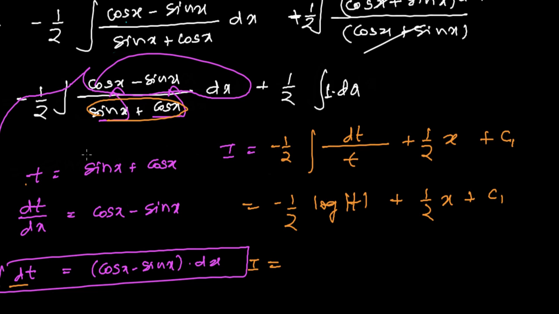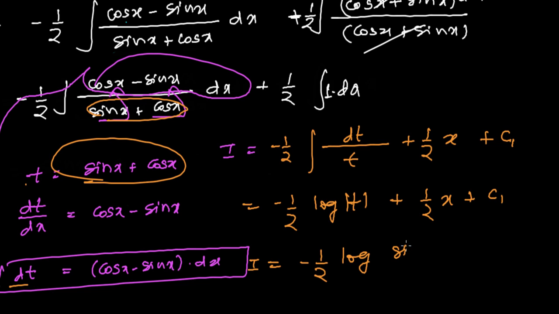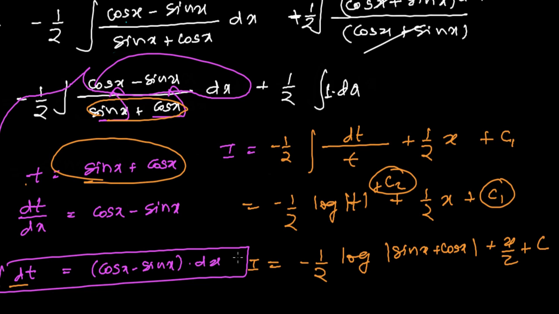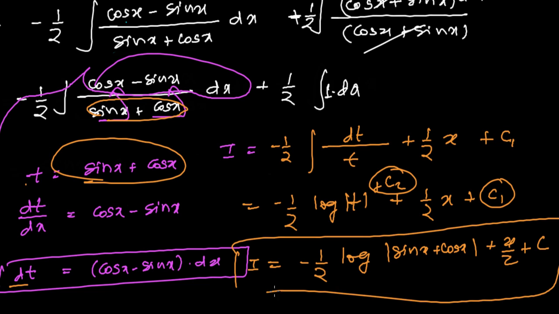And let me put the value of t originally. The original value of t is sin x plus cos x, so it's negative half log of sin x plus cosine of x in absolute sign, all right, plus x by 2, and plus here also we need to put a constant. I forgot constant 2, and this constant 2 and constant 1 together make another constant, because these all are arbitrary constants, so it doesn't matter, and this was our solution.